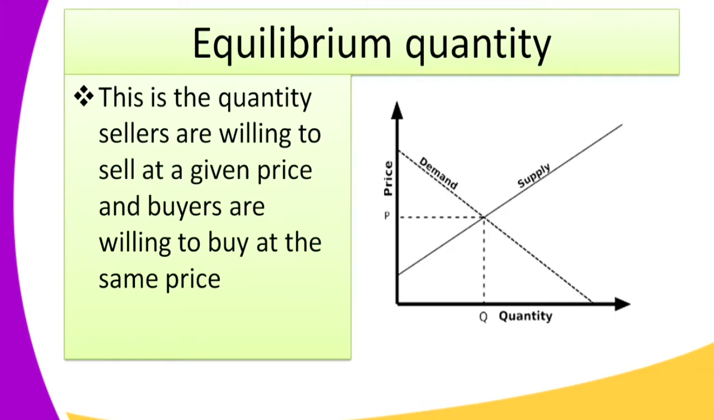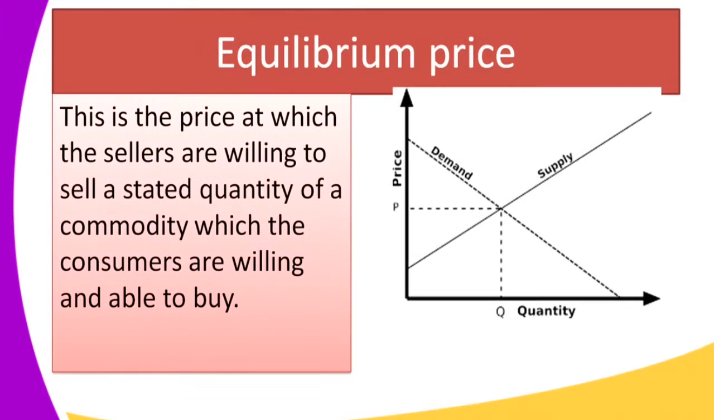It is still at the same point where you would talk of the equilibrium price, and this you would define as the price at which the sellers are willing to sell a stated quantity of a commodity which the consumers are willing and able to buy. That is where the demand curve and the supply curve meet.